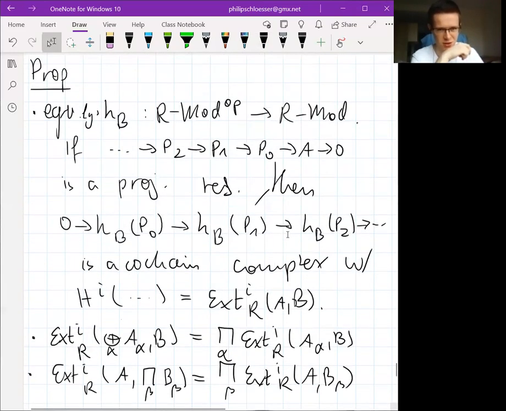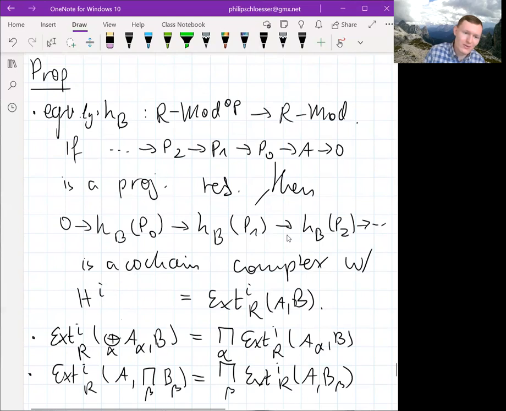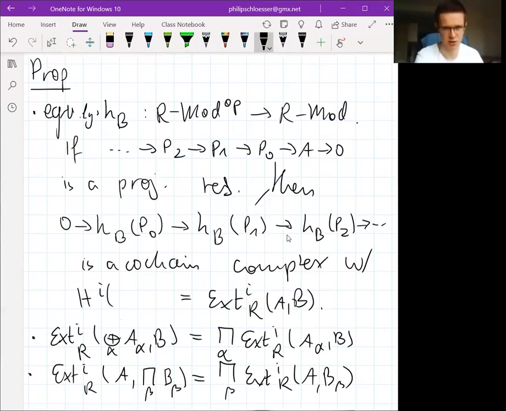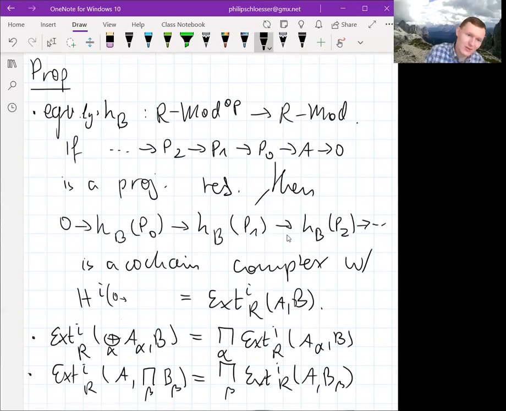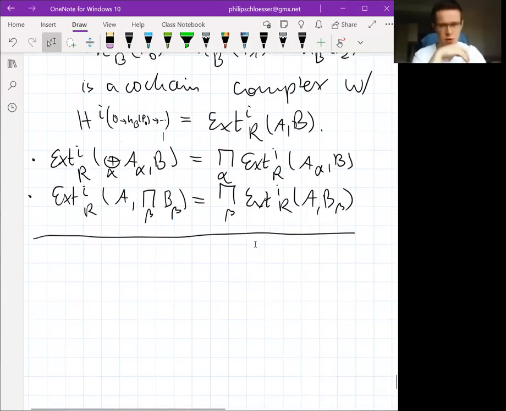Would you mind filling out the H^i of it, because it's a little bit different than in the left exact case? Cochain complex: 0 to H_B of B, naught to... Okay, thanks.